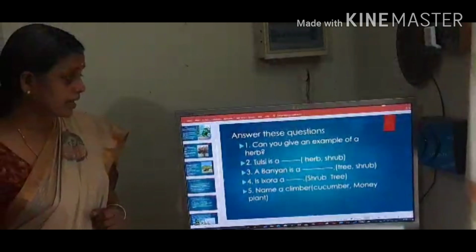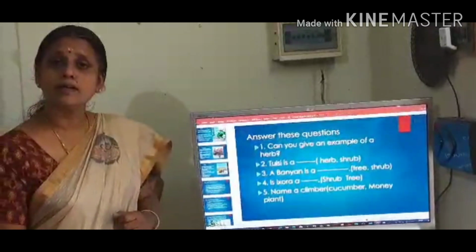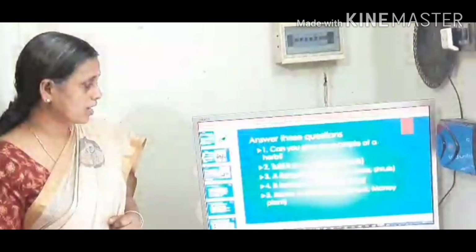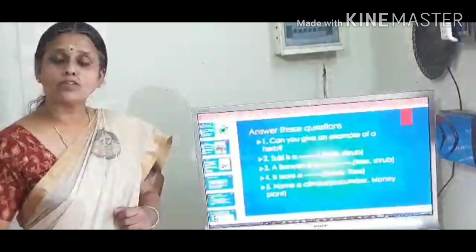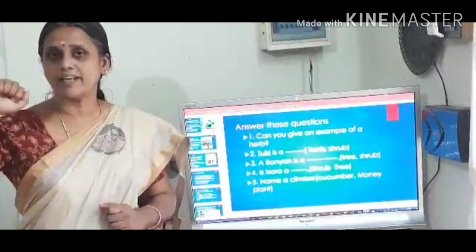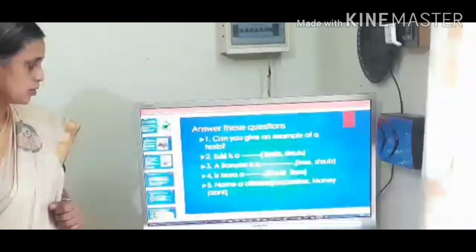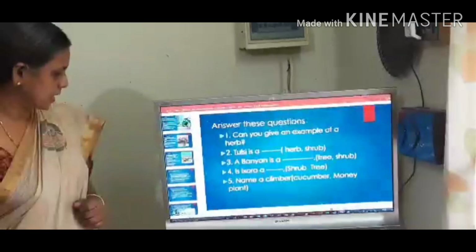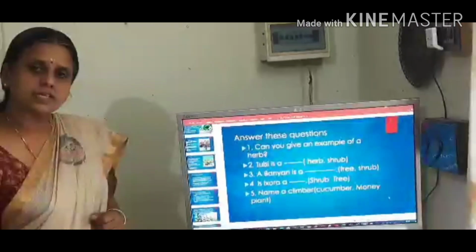And a banyan is a dash. Tree or shrub? Banyan is surely a tree. And ixora is a shrub because it grows only up to your shoulder length. Name one climber. Climber comes next. What are climbers? We'll see next.